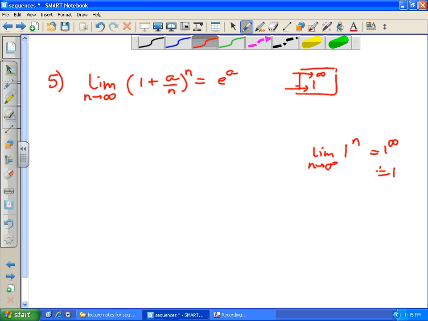And the top is approaching infinity. That's when we have the ambiguous case. That's where the answer could be anything. You cannot assume it's going to be 1. Like in this case, it's not 1, it's e to the a, something out of the blue, right? So you just have to take it case by case. 1 to the infinity is an indeterminate form, as long as the base is going to 1 and the top is going towards infinity.